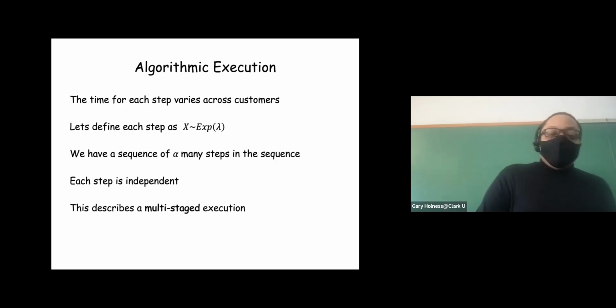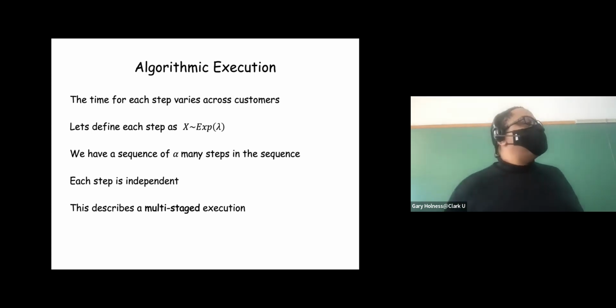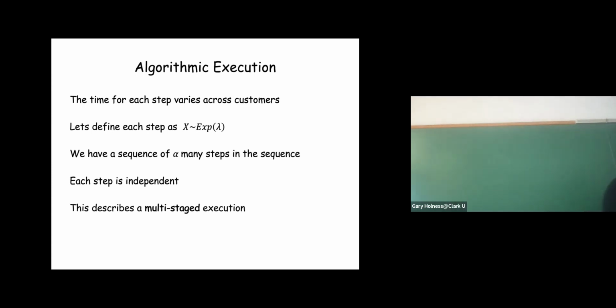Okay, and so this algorithmic execution, each step we define as an exponential distribution, and it's governed by a parameter lambda. It's the same lambda when we talk about this algorithmic execution. And we're going to give a label, a name to the number of steps. We're going to say alpha many steps. Each step is independent. Absolutely, yes.